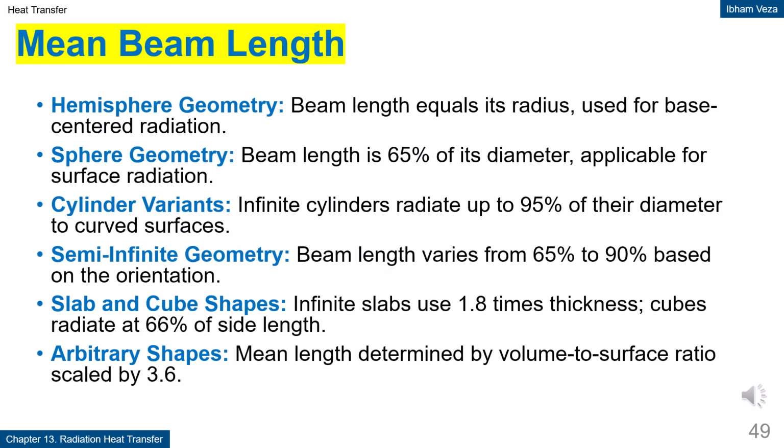Mean beam length. This table provides approximate mean beam length values for various geometries. For spheres, cylinders, slabs, and other shapes, specific scaling factors are used relative to their characteristic dimensions. This approach allows the use of chart methods without complicated geometric integration. Although approximate, the results are good enough for preliminary design. This is an important tool in thermal engineering.